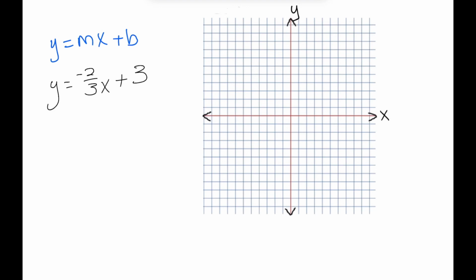And we're going to begin graphing this equation. So I have up here y equals mx plus b. That is the slope-intercept form. M represents slope and b represents the y-intercept.